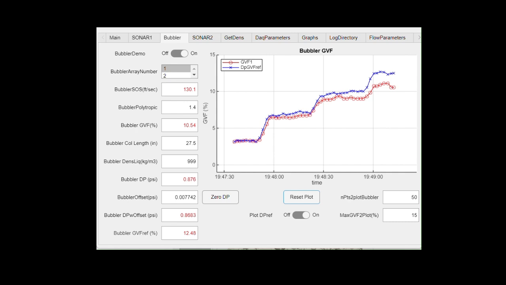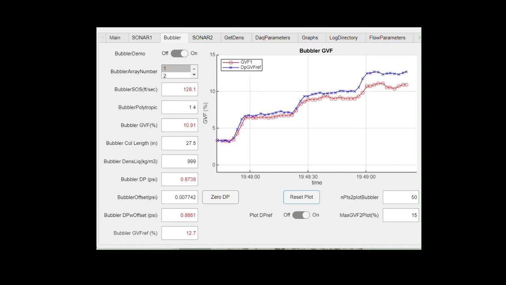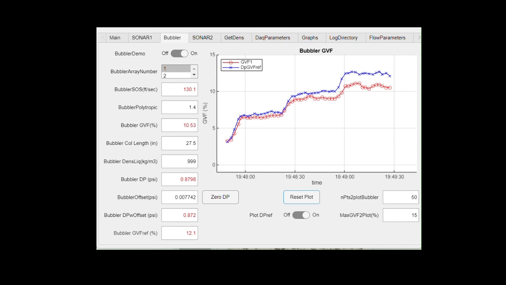But the sound speed is about 130 feet per second, for a sound speed-based gas void fraction of about 11% at these conditions. Differential measurement saying 12%. Now we'll just decrease it down to about 9% again and conclude the demonstration.